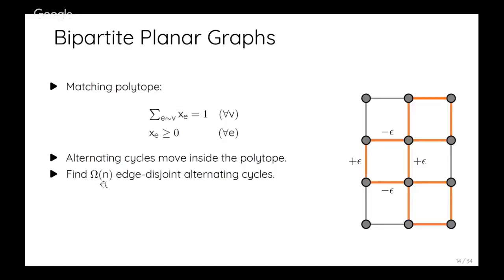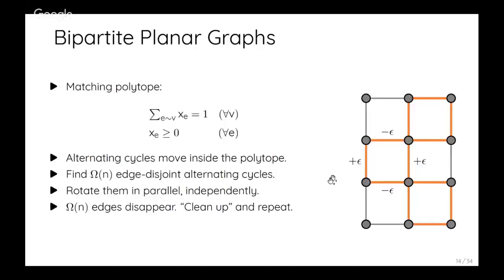In planar graphs, you can generally find omega(n) edge disjoint alternating cycles as long as some minor conditions are satisfied for the planar graph. I'll get to those conditions at the end, but that's the rough idea. You can always find linearly many edge disjoint alternating cycles, and then you can do this operation of removing an edge for each one of them. This reduces the dimension of the face that you're at by at least a constant factor, because you made omega(n) of these constraints tight. So you rotate these in parallel, and then omega(n) edges disappear, and then you have to clean up the remaining graph and repeat.